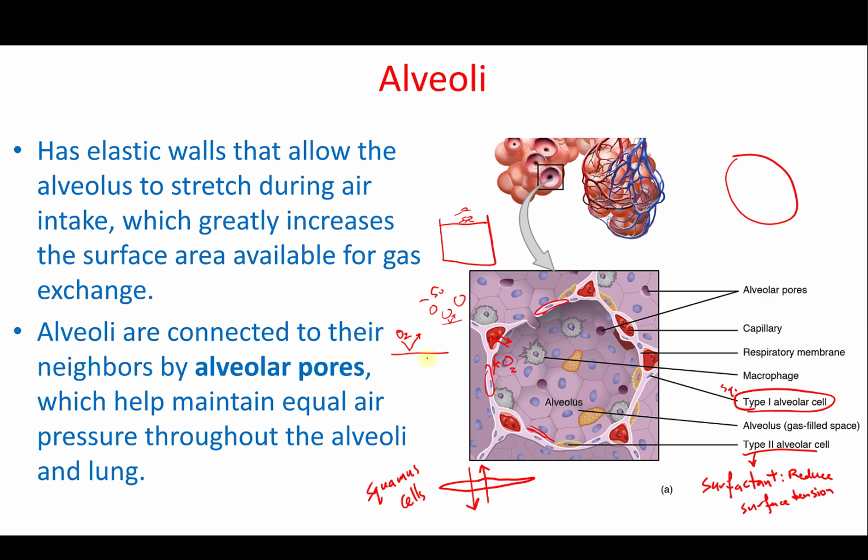So surfactant is kind of a soap that will break the surface tension of the water or of the mucus, and this will allow the gas exchange. It will allow the oxygen to attach itself and then diffuse to the blood. So that's type 2 alveolar cells. Then also inside the alveolus, we will have macrophages. Macrophages, as you know, are for the immune system, for immunity.